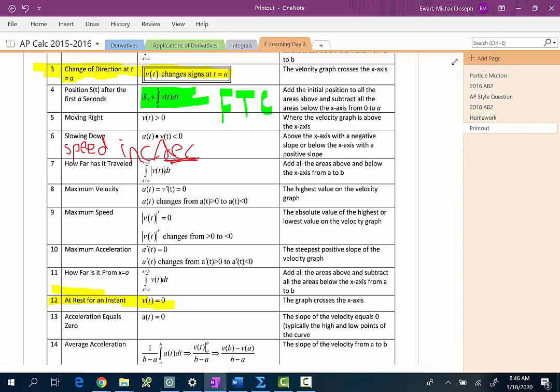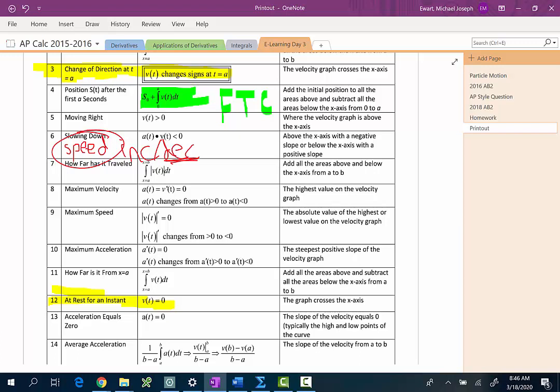A lot of students get confused by this, and they just take the derivative of velocity and try to make that positive or that negative. The derivative of velocity is acceleration. And acceleration means that your velocity is increasing or decreasing, not your speed. So when we see the words slowing down or speeding up, we need to check the signs for acceleration and velocity.